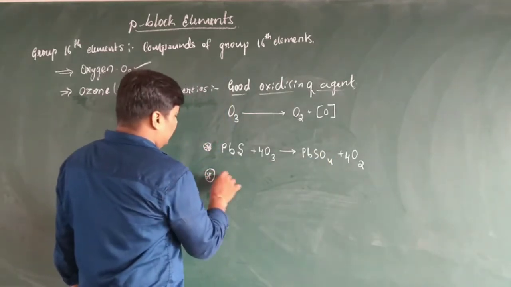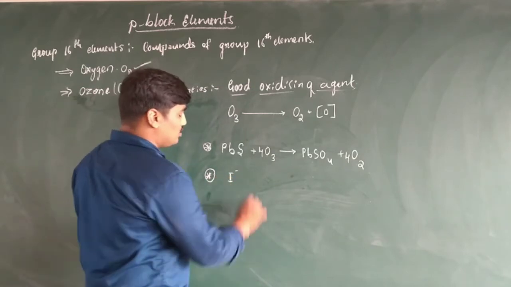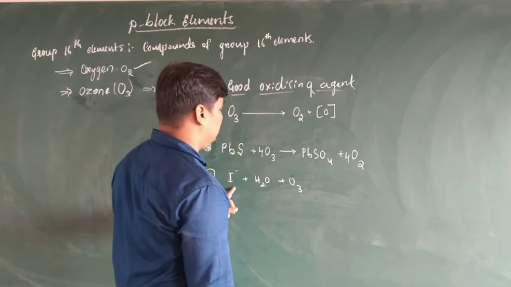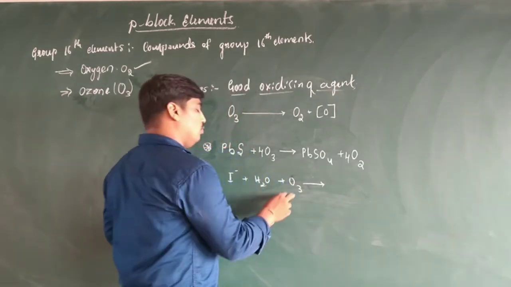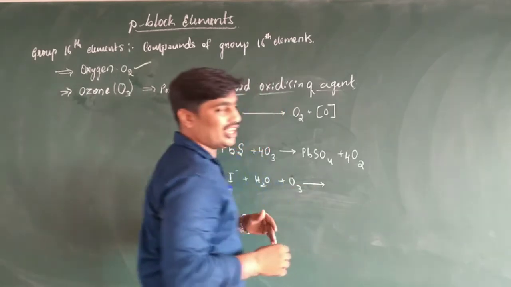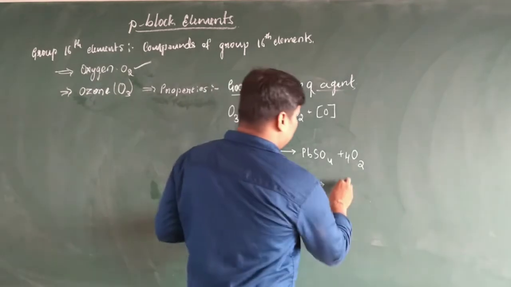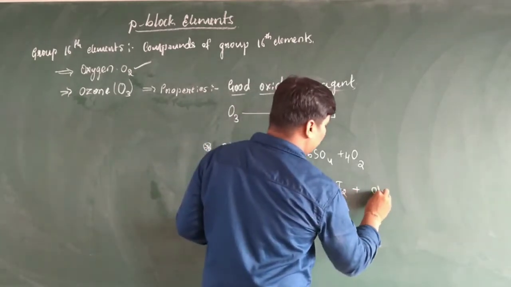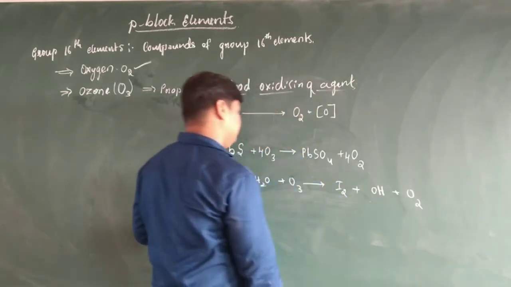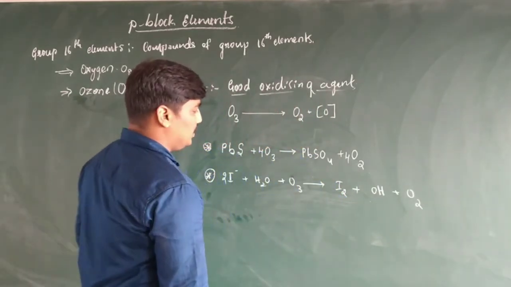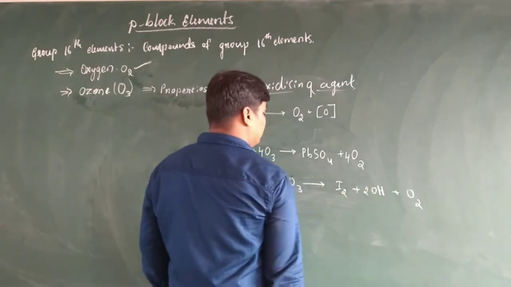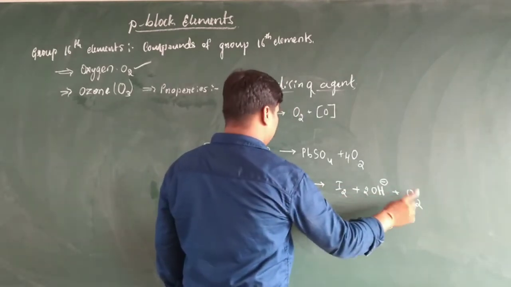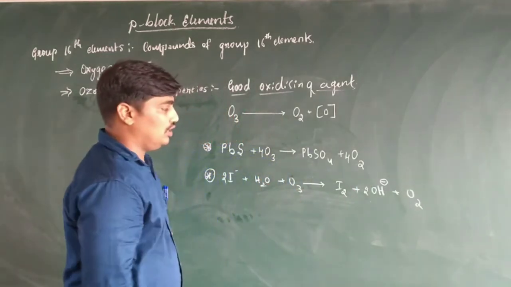Next one: when I minus reacts with O3, that is, when ozone is made to react with any iodide like potassium iodide, it gets converted into I2, and the water molecule is converted into OH minus. Now balance the reaction. Here there are 2 hydrogens, therefore I multiply OH minus by 2. So this is the reaction.